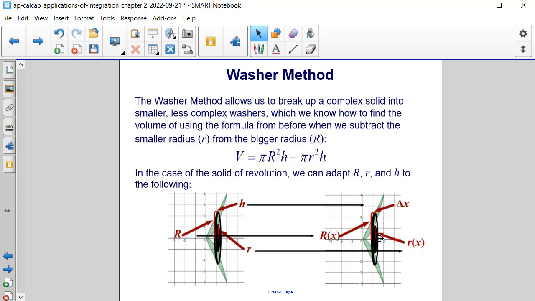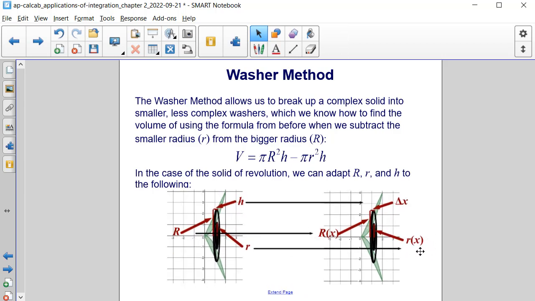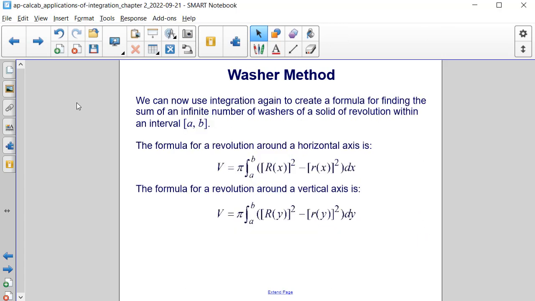And then the smaller radius is going to be lowercase r of x. We can now use integration again to create a formula for finding the sum of an infinite number of washers of a solid of revolution within the closed interval from a to b. The formula for a revolution around a horizontal axis is that the volume is equal to pi times the integral from a to b of capital R of x squared minus little r of x squared, and we're going to integrate that whole thing with respect to x.